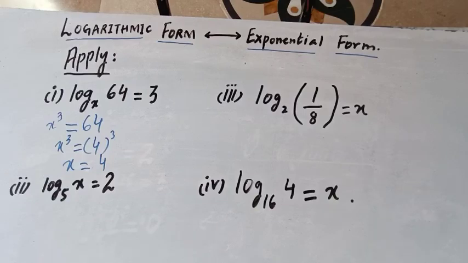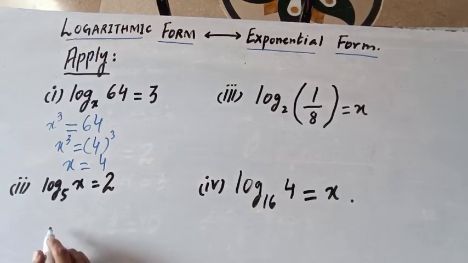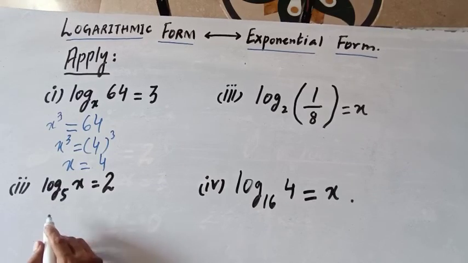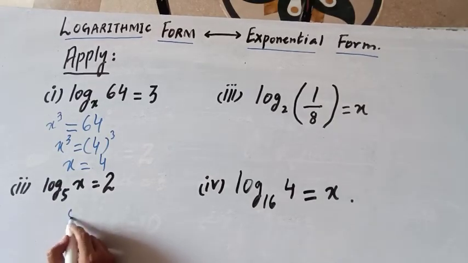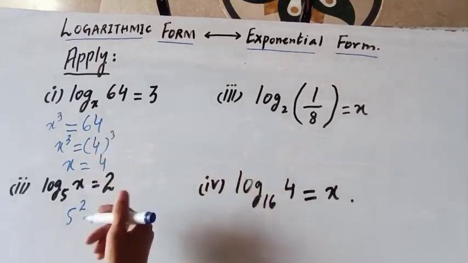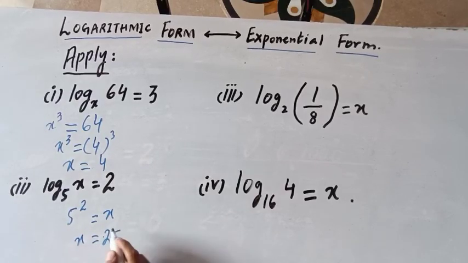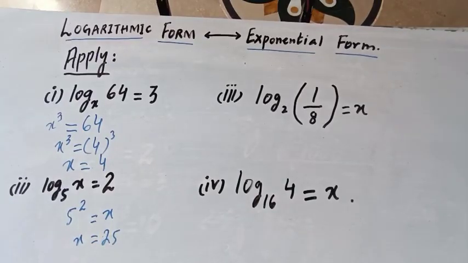Now in question number 2 we have the answer missing. It is also very easy. First of all, you need to convert your log form to exponential form. So the base is 5 and the power is 2. So this one is easier than this. So what is the answer of x? It will be 25. So that's how we can apply our concept in these two questions.